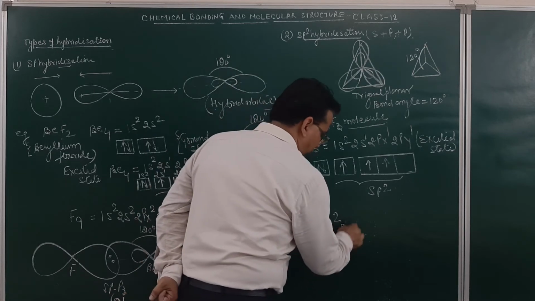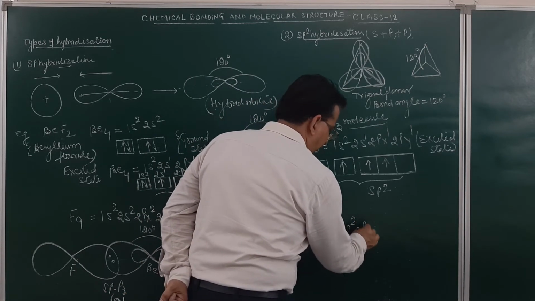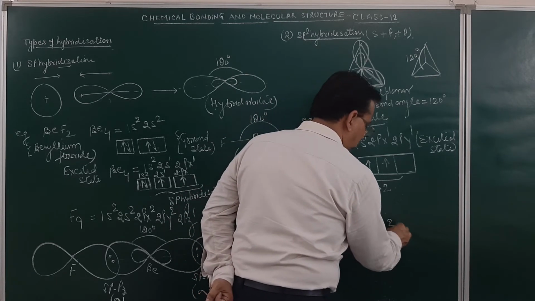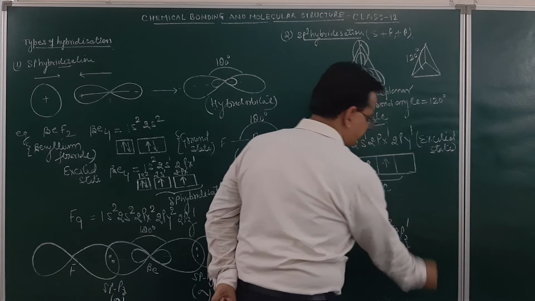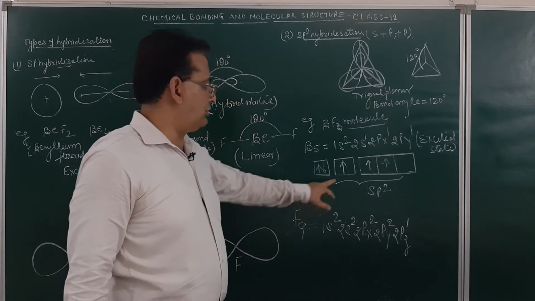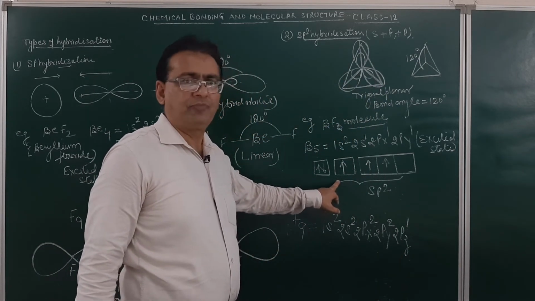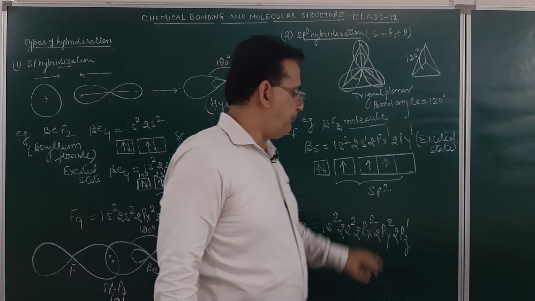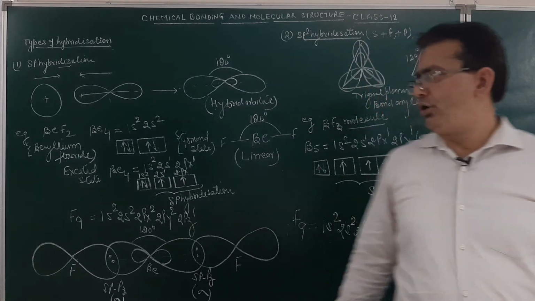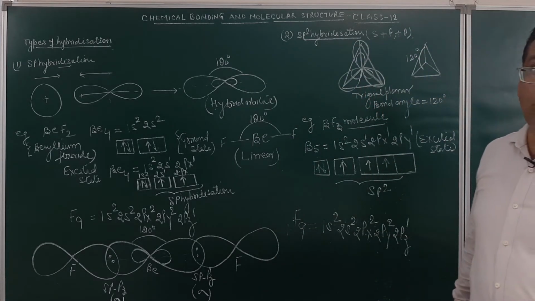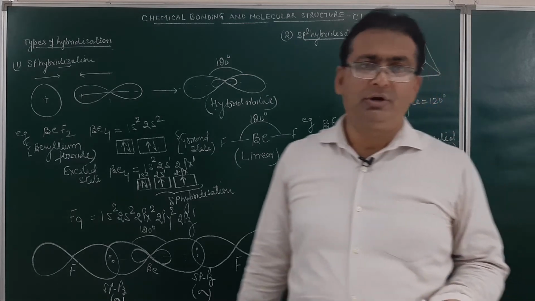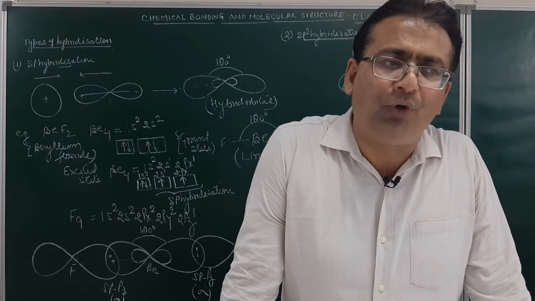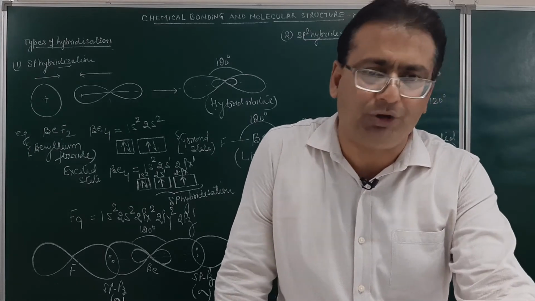Then we have 2s2, 2px2, 2py2 and 2pz1. Now these 3 sp2 hybrid orbitals will acquire the trigonal planar geometry, and the pz atomic orbital of fluorine will orient itself in such a manner that it may overlap with the hybrid orbital, forming a boron trifluoride molecule.